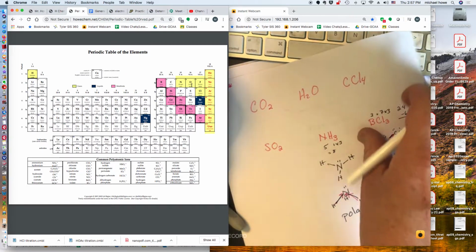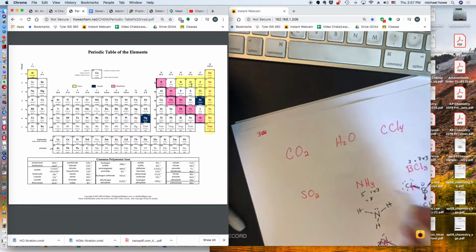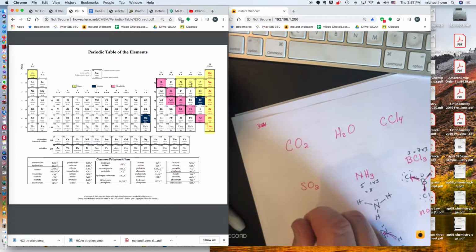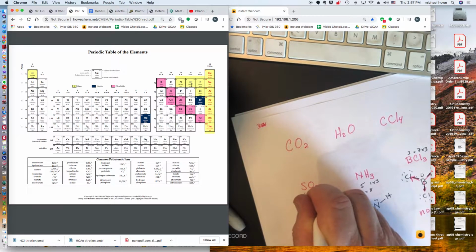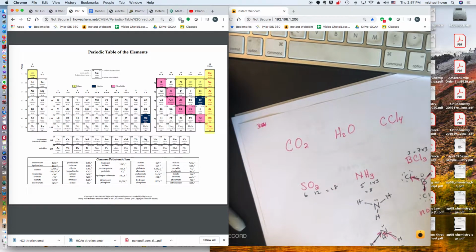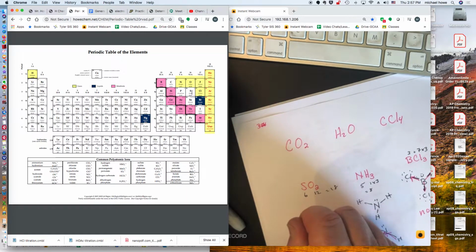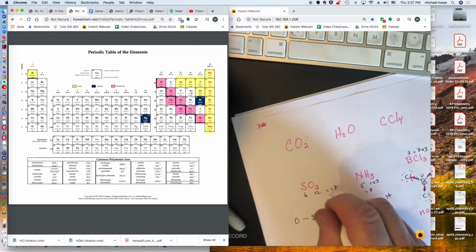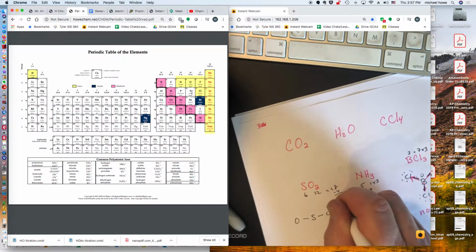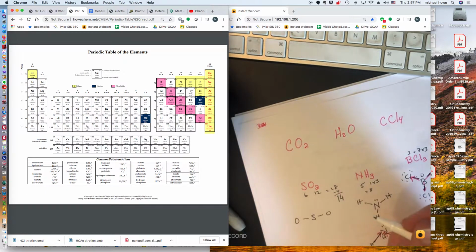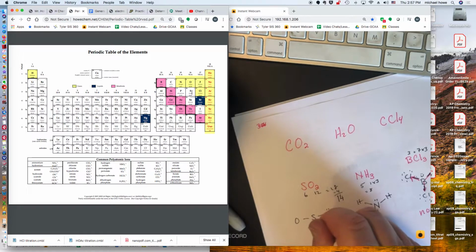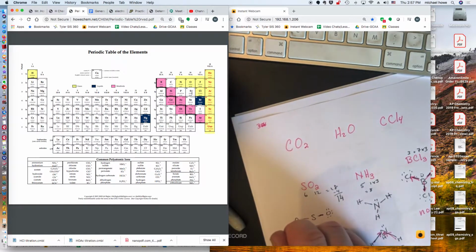All right, I'm gonna do one more example. So SO2: sulfur has 6, and 6 times 2 is 12, equals 18 valence electrons. And once again, oxygen's here, sulfur's here. Put the S in the middle, put the O here, put the O here. Now of those 18, we take away 4, so we have 14 left to put in. So 1, 2, 3, 4, 5, 6, and I filled up that oxygen, because it only needs 8; it's 2, 4, 6, and these two make 8. Then put 6 over here, and that makes that oxygen have 8.